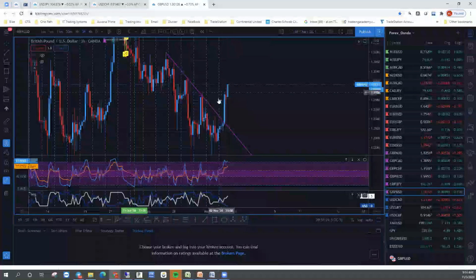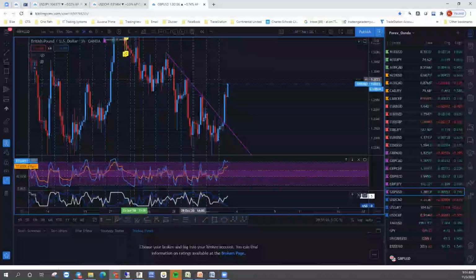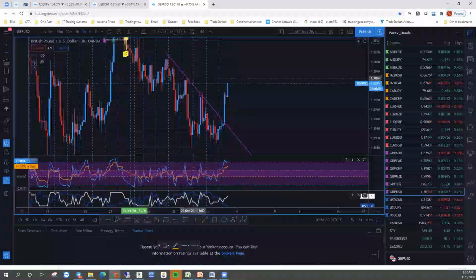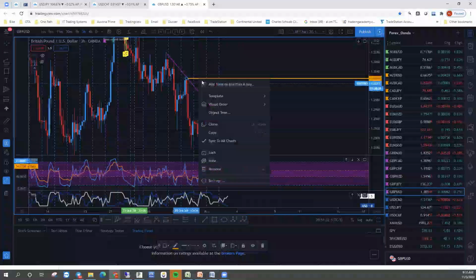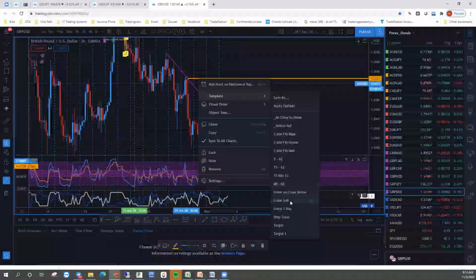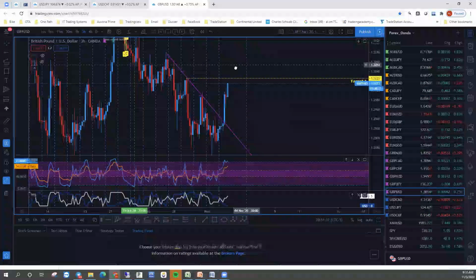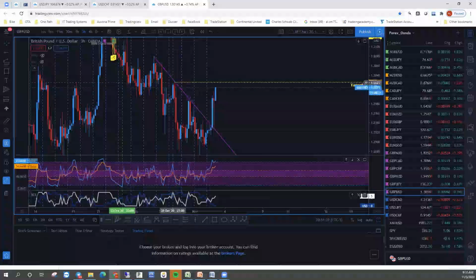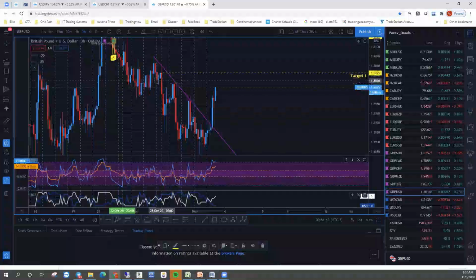So the next target, I would put the next target right here at the top of this. And then, if you look over here from this area, there's the wick, and it comes right over here. So then this would be the next target up here. And this would be the next, what I would call the supply zone.